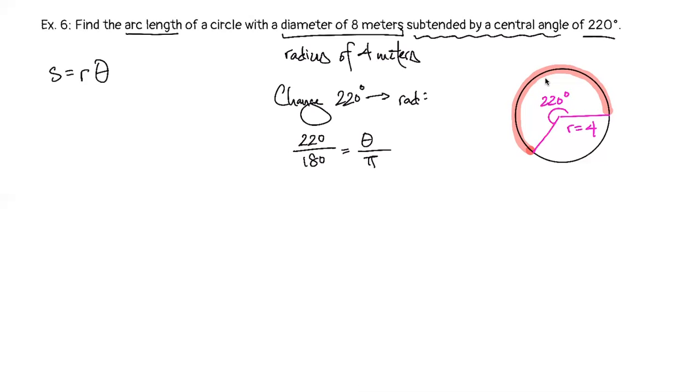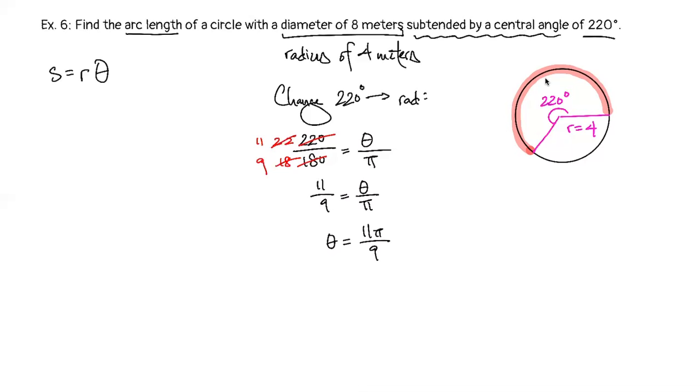And let's see what we can reduce. So when we reduce the left-hand side, we can make that 22 over 18, and we can reduce that more to be 11 over 9, okay? So really I have 11 over 9 equals theta over pi. And the last thing I need to do to finish my angle conversion is multiply both sides by pi. So I will get theta equals 11 pi over 9, okay?